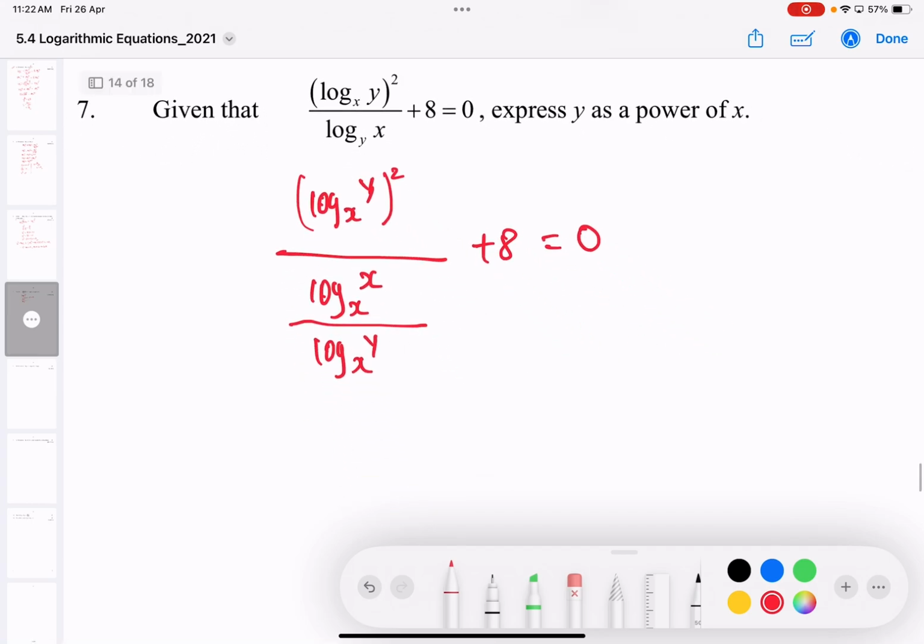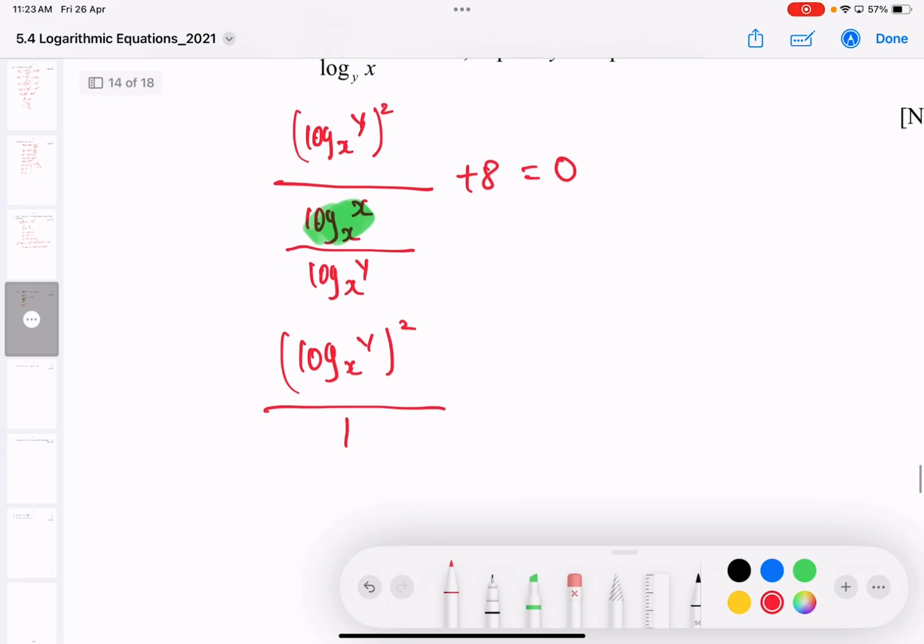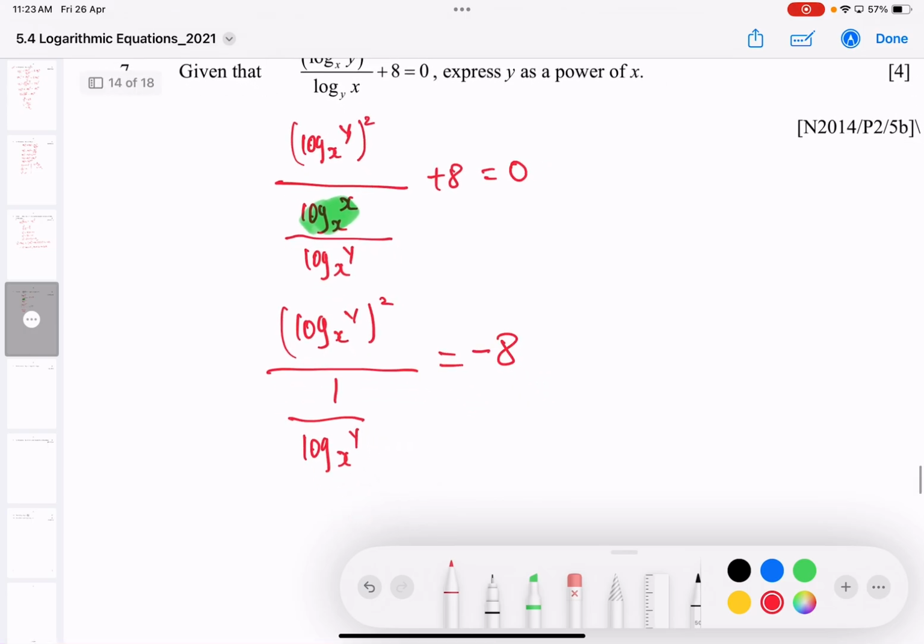Now let's try to simplify this thing. I'm going to get log_x of y squared over log_x of x, just going to give me 1 over log_x of y. Correct? Can you continue from here? Actually this is a super big clue already. Okay, you can just solve it in a few steps already.